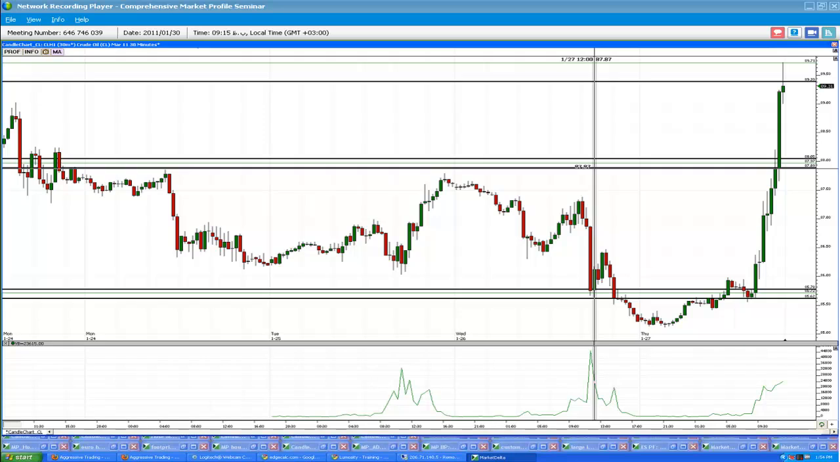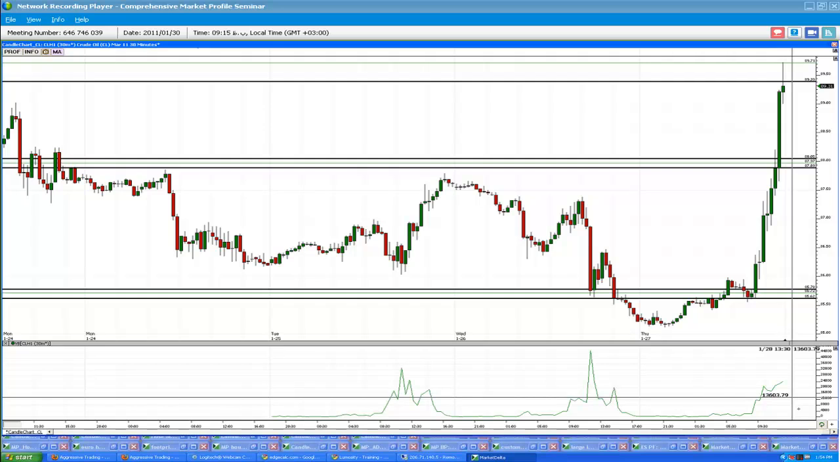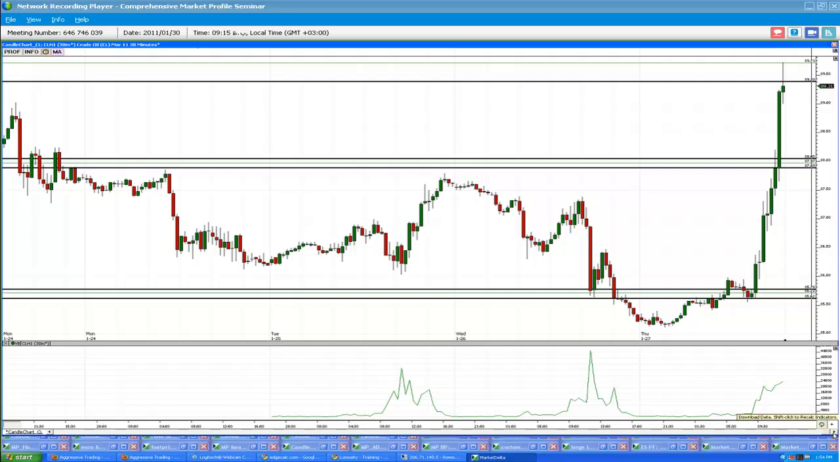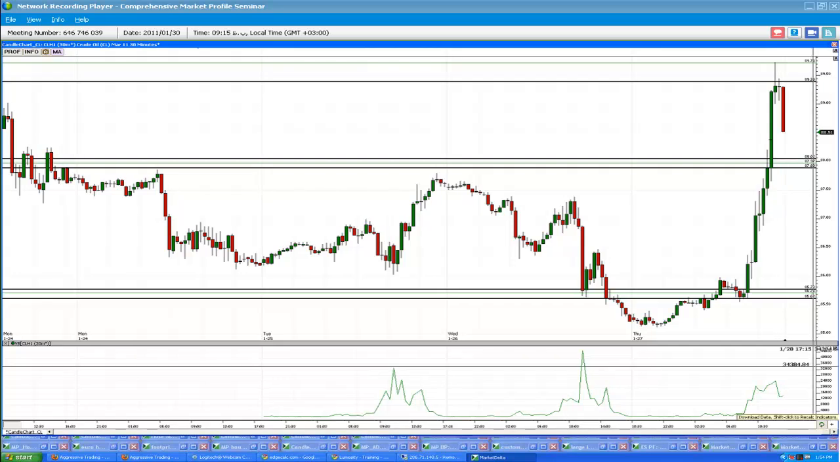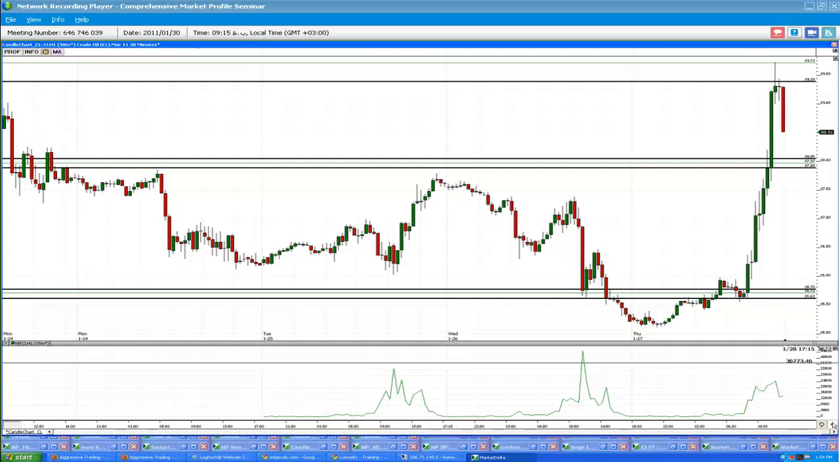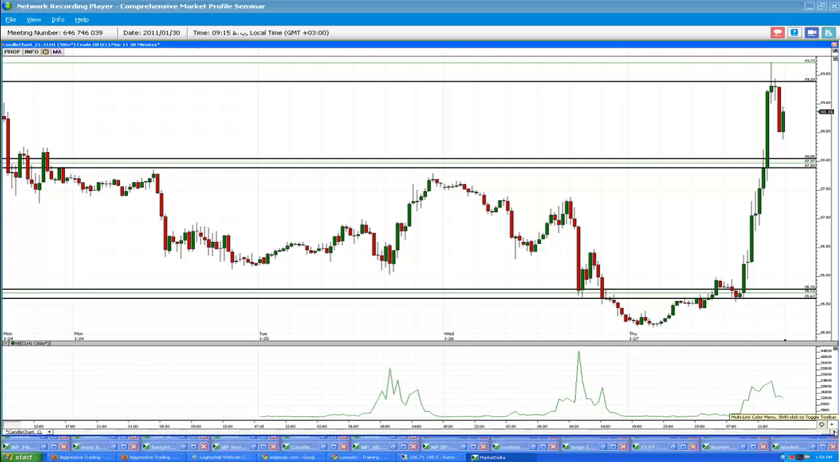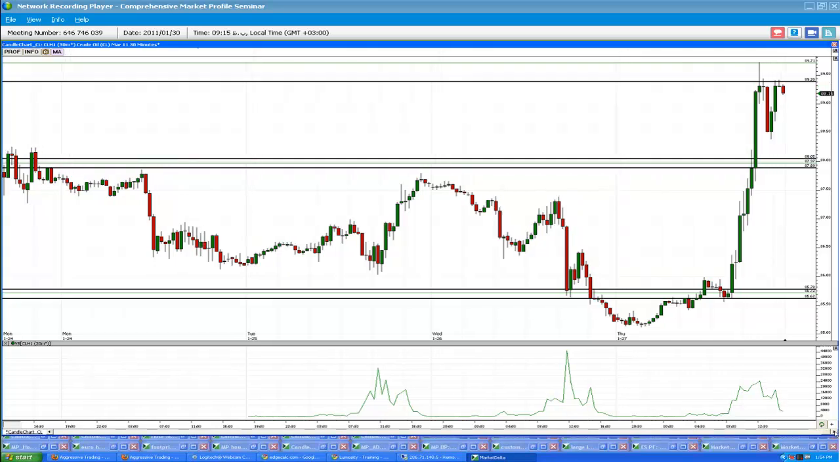I don't know what's going to happen tonight. We could gap up, we could gap down with what's going on in Egypt, who knows. But look what happens. It goes straight down. Damn, I missed the trade, right? Well, maybe not. You're starting to get the balance forming.